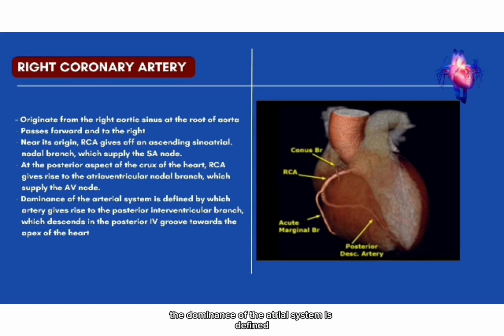The dominance of the coronary system is defined by which artery gives rise to the posterior interventricular branch, which descends in the posterior interventricular groove towards the apex of the heart.